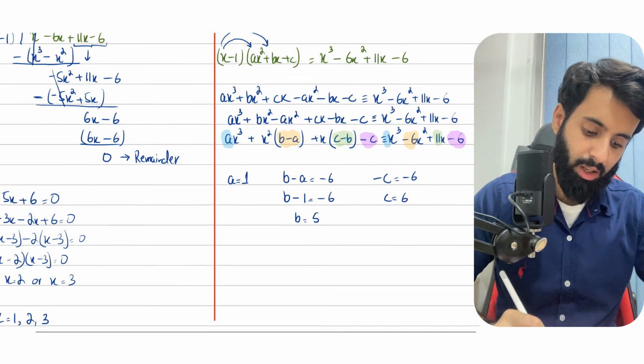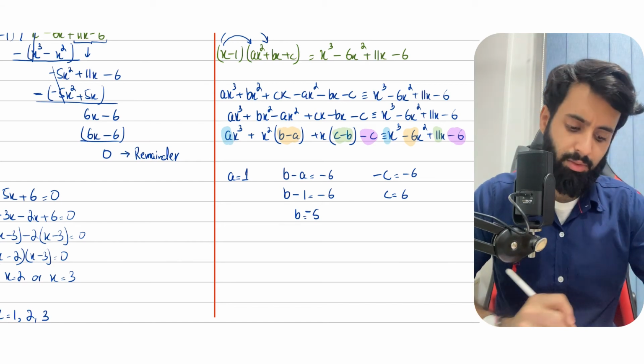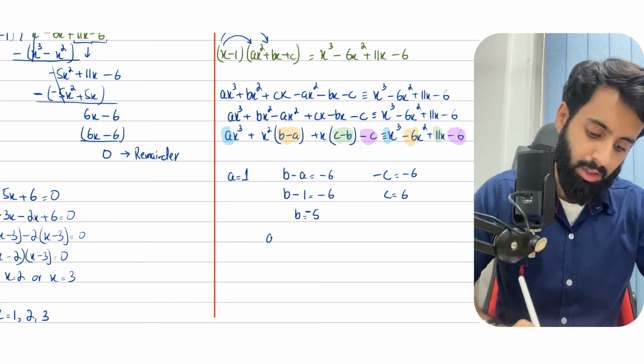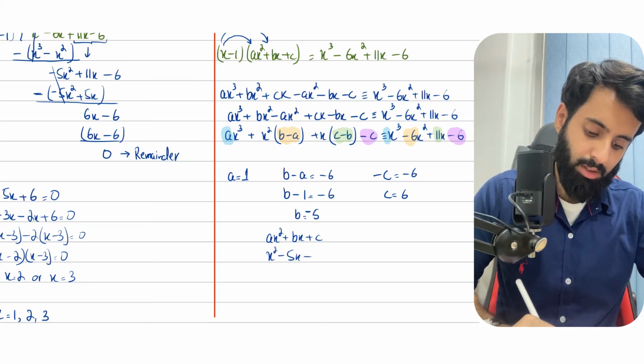And now that you know what a, b, and c are, that means you now know what your quadratic is. By the way, b is equal to minus 5, it's not positive 5. That means now you know what your quadratic equation ax squared plus bx plus c looks like. It looks like x squared minus 5x plus 6.